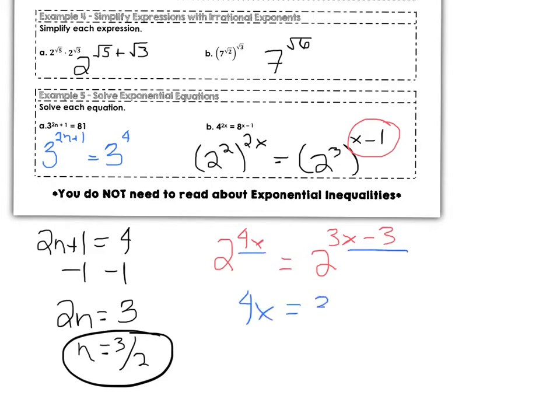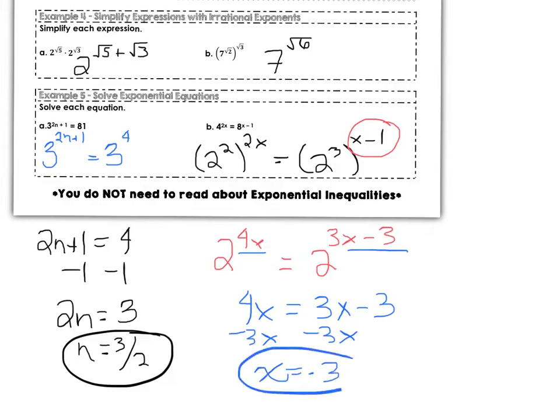So 4x equals 3x minus 3. We solve for our variable, and we get that x is equal to negative 3.